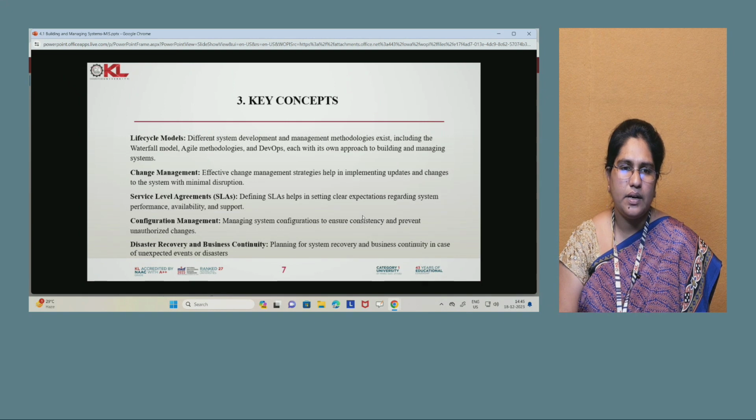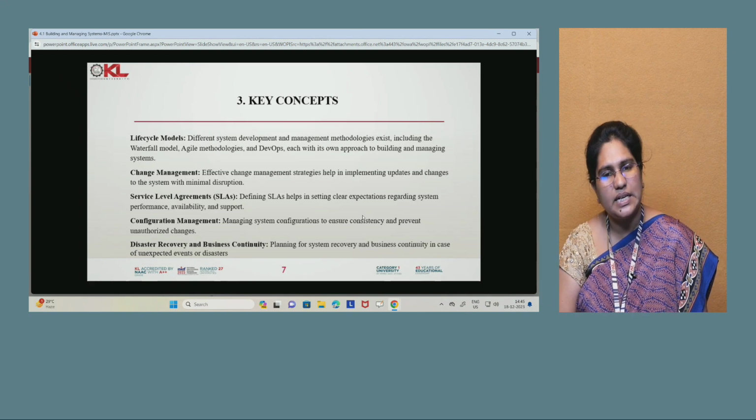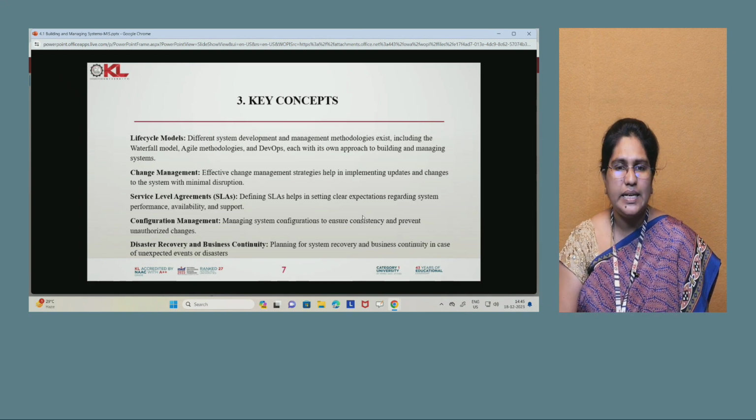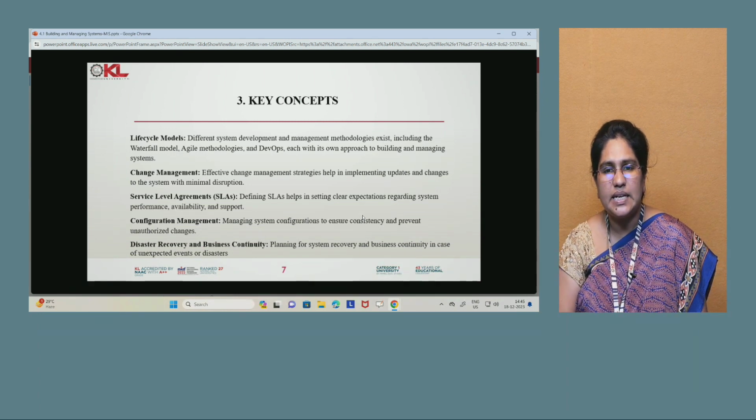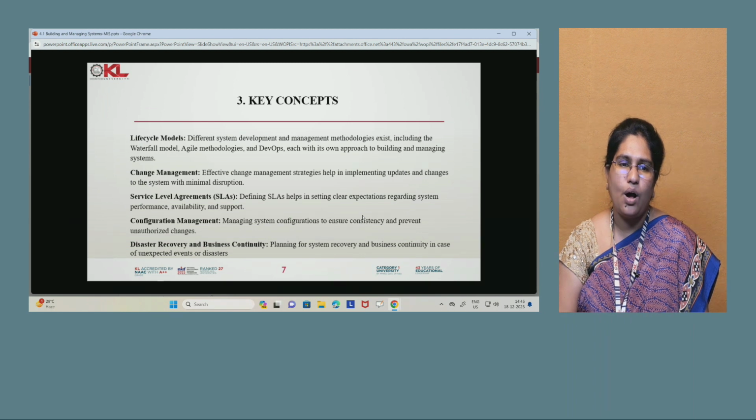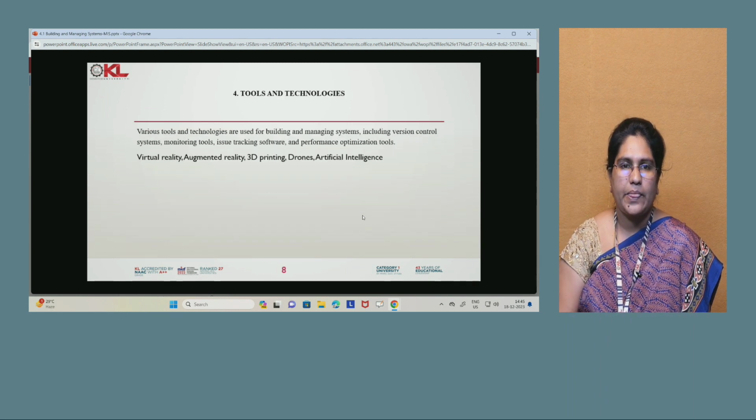Disaster recovery and business continuity is planning for system recovery and business continuity in case of unexpected events and disasters. So what are the tools and technologies which are used?